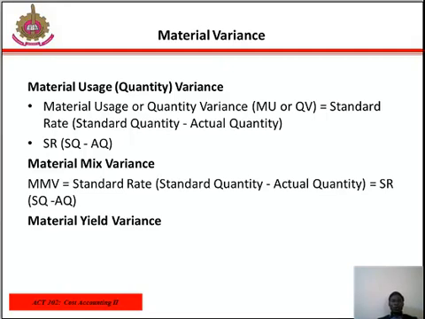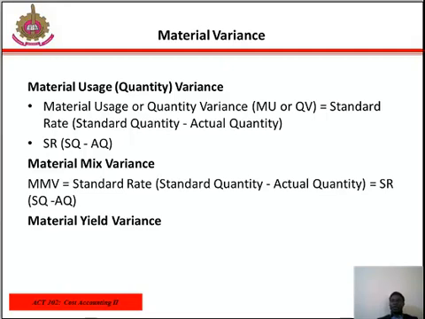And if we have to measure the material yield variance accurately, we look at it from this perspective: it is that portion of the direct material usage variance which is due to the difference between the standard yield specified and the actual yield obtained. The variance arises due to abnormal contingencies like spoilage, chemical reaction, etc.